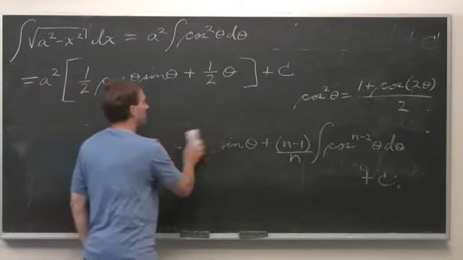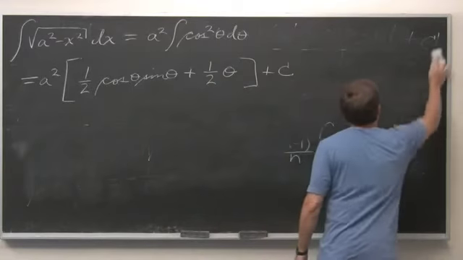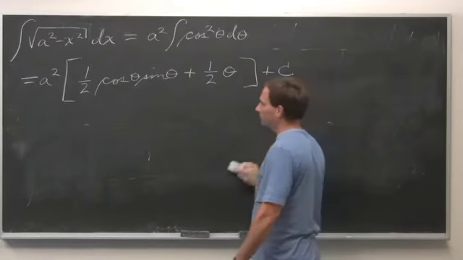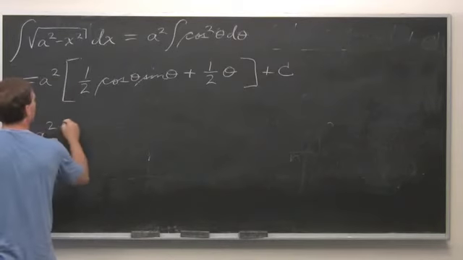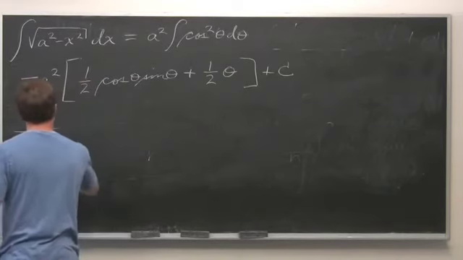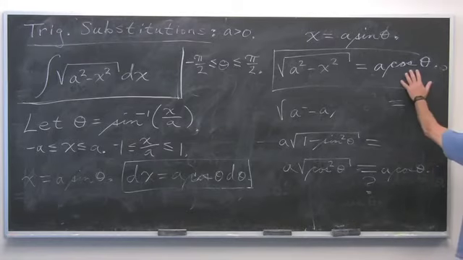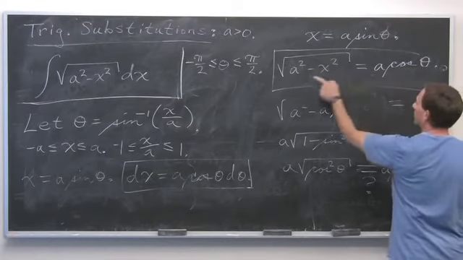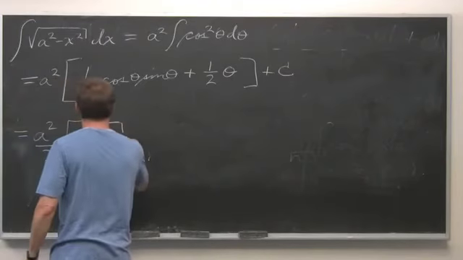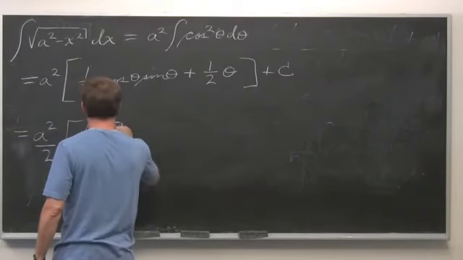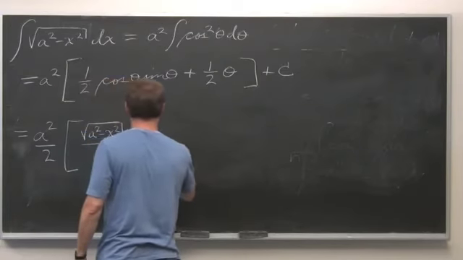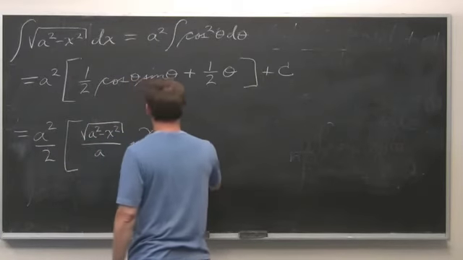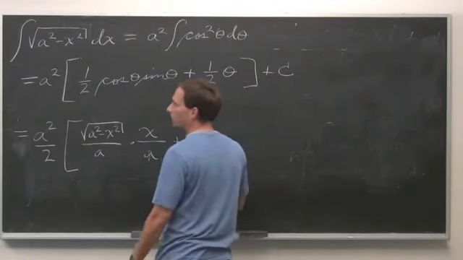So what we get is a squared. I might as well pull out a half from both places. A squared over 2 times, all right, cosine theta divided by a. It's the square root of a squared minus x squared over a. Sine of theta is x over a, times x over a. Plus, I pulled out the half, plus theta.